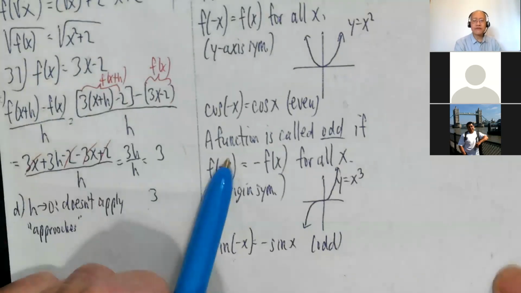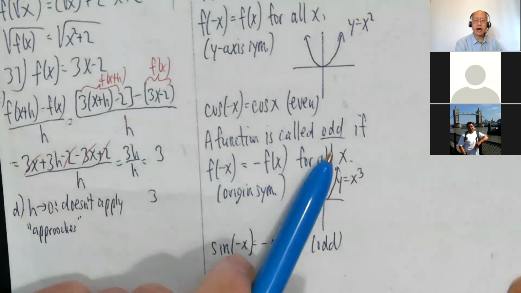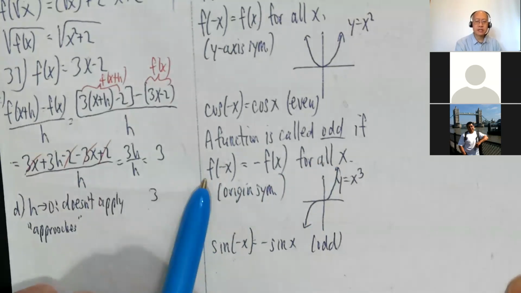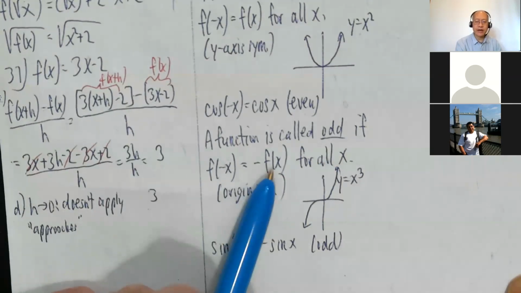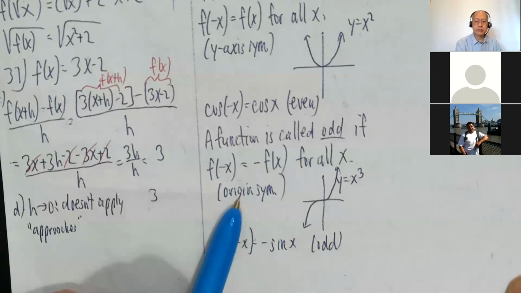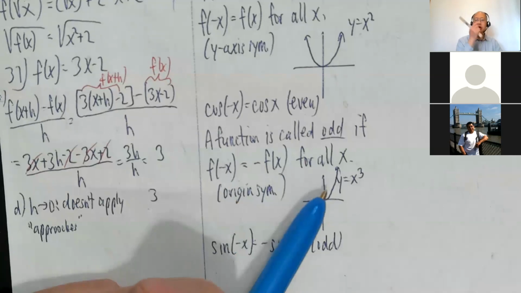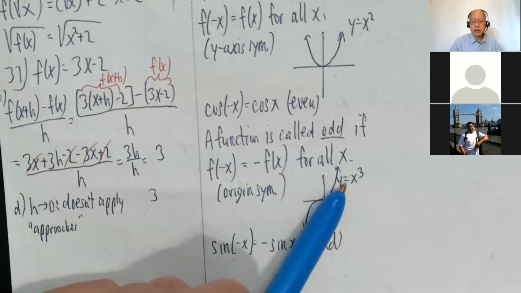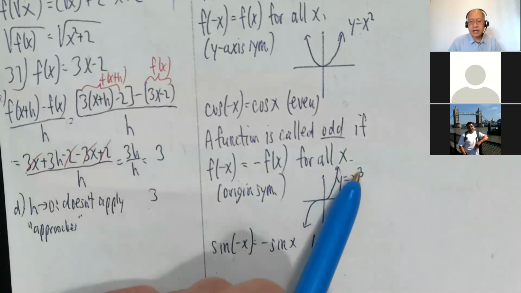And you have an odd function. A function is called odd if f of negative x is negative f of x, the opposite of f of x for all x. And that means you have symmetry with respect to the origin. So a good example is y equals x cubed, which incidentally is an odd exponent.